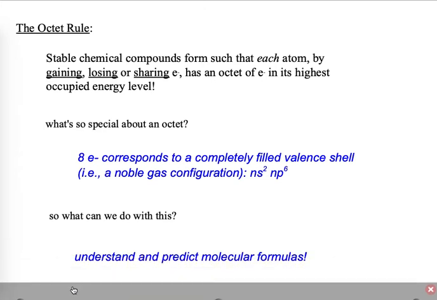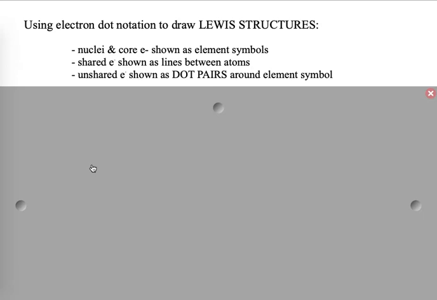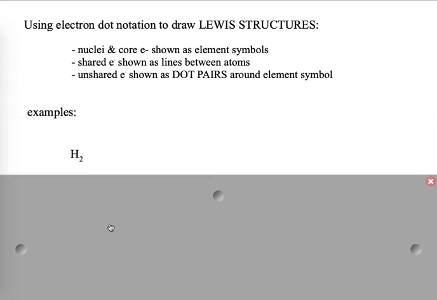And now we are going to understand and represent molecular formulas by using what's sometimes called electron dot notation to draw what are called Lewis structures. They're sometimes called electron dot structures or Lewis dot structures. I just call them Lewis structures. The nuclei and core electrons are shown as element symbols. Shared electrons are shown as lines between the atoms, and unshared electrons are shown as dot pairs around the element symbol. Okay? And let's take some examples.